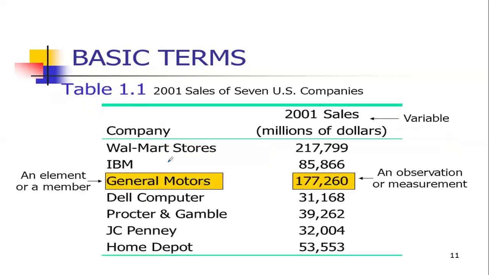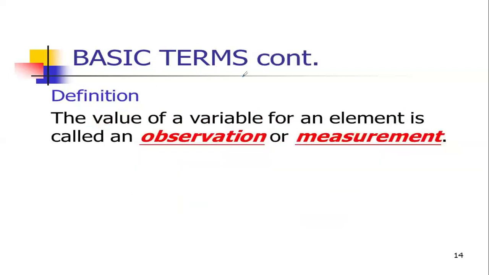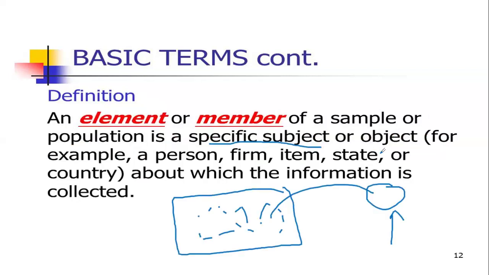So here I was talking about a member, right? And then here on the measurement, I was saying this is the value. The keyword is the value there. The value of the variable for an element is called an observation or measurement. So I have an example to explain what a measurement is and what an element is.